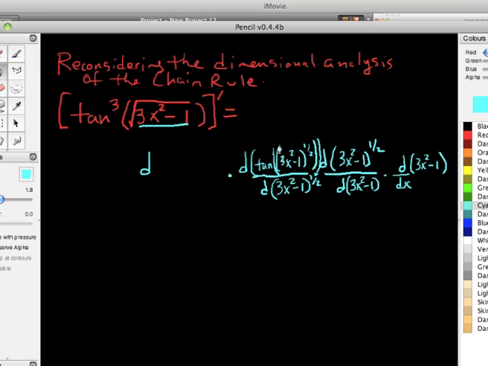I'm going to take this term right here. I'm going to put that in the bottom. I'm going to put that in the basement. d of tangent of 3x squared minus 1 to the 1/2 power, right? So I'm going to get my eraser off of the blackboard.